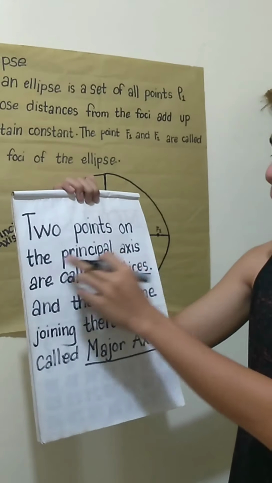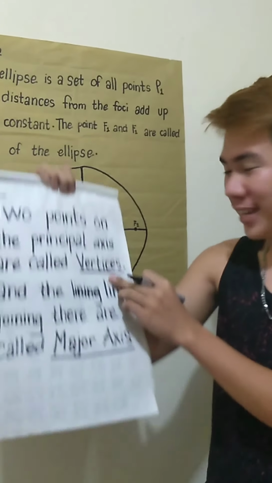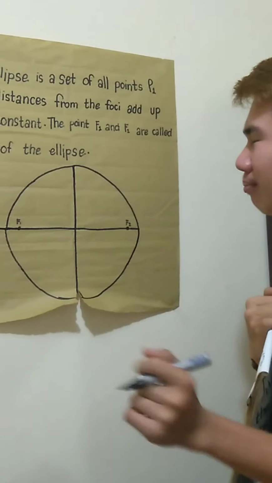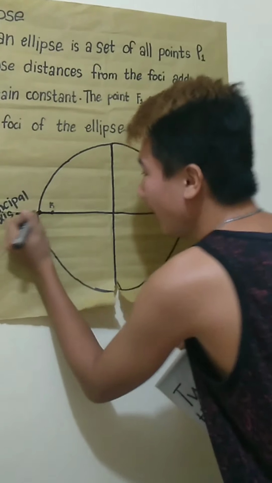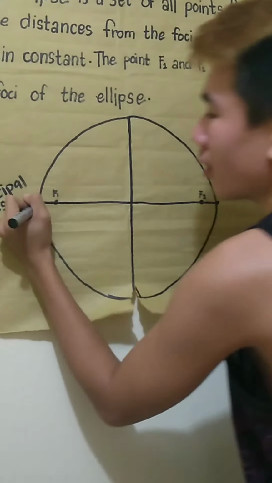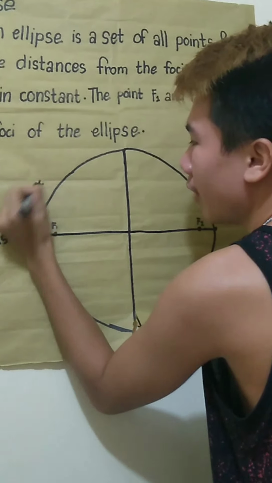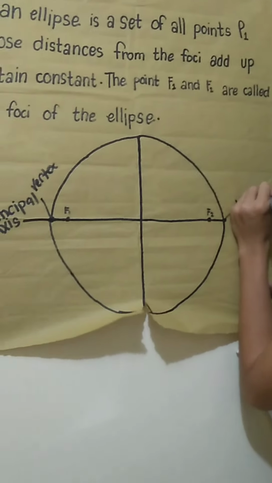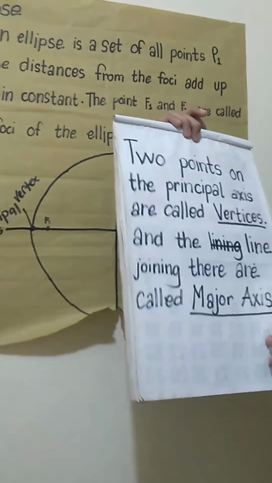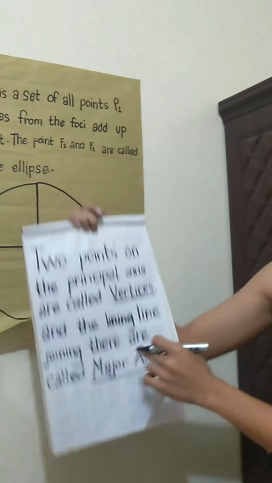Next, two points on the principal axis are called vertices. So where can we find the vertices? The vertices are these two points, here and here. Vertex and vertex.